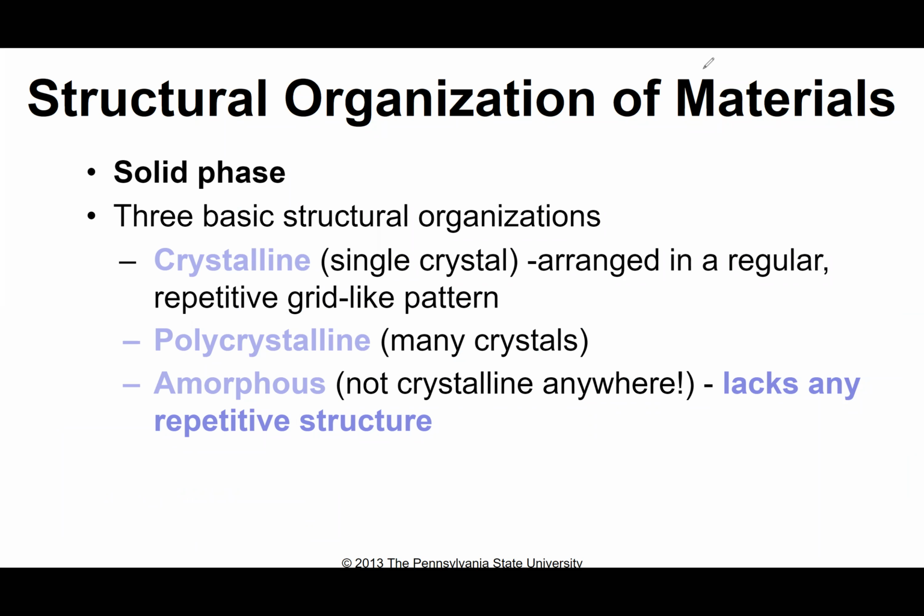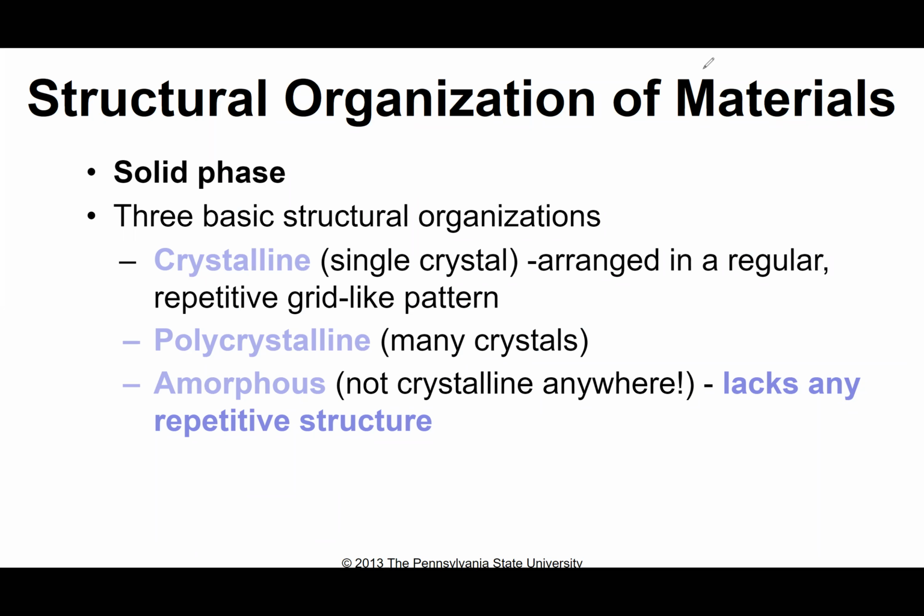When you're talking about solid phase materials, you have three basic structural types. You have crystalline, where the atoms are arranged in a regular, repetitive pattern. Then you have polycrystalline, where you have these teeny groups of regularly arranged atoms, but within the overall material, they're not all in the same direction. And I'll explain that later.